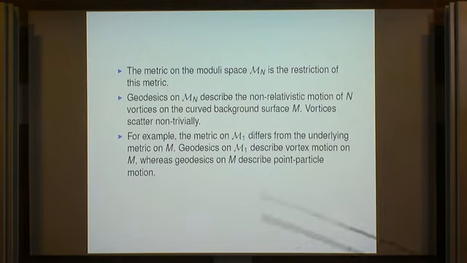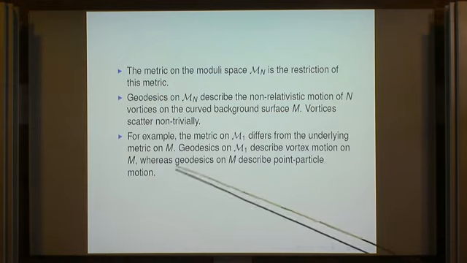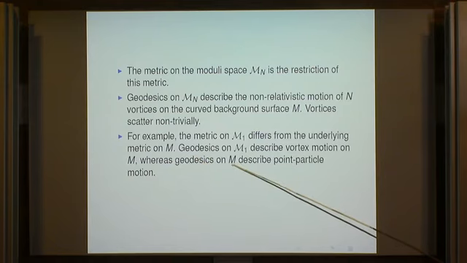And even for one vortex, the metric on the moduli space differs from the underlying metric on the manifold. So the geodesics on the one vortex moduli space describe vortex motion, one vortex motion on M, whereas the geodesics on M itself, with the original metric, that would describe point particle motion. And these are not the same, so it's quite interesting to see what the difference is between how a vortex moves and how a point particle moves. The difference is small if the curvature is small.